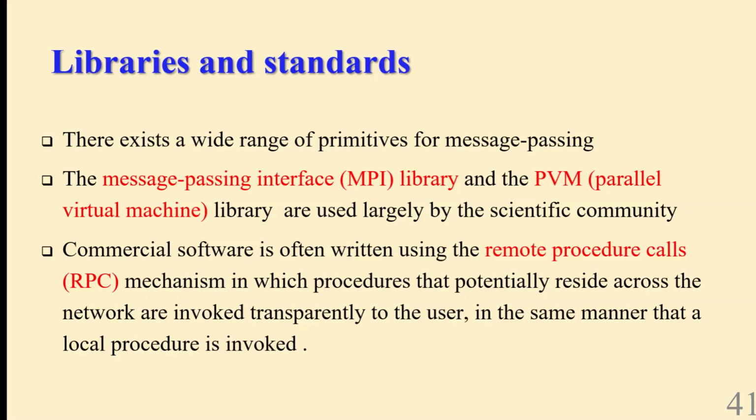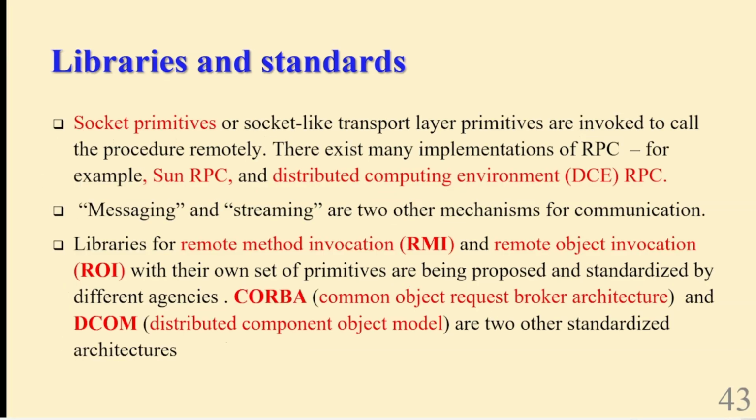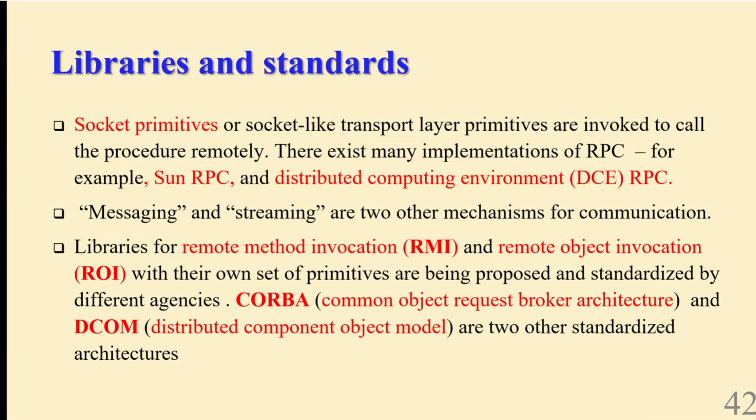Then you have RMI, which is remote method invocation. This is similar to remote procedure call. What is the difference? In remote procedure call, it calls functions. In remote method invocation, it calls objects, like in Java. Then you have CORBA. What is CORBA? Common Object Request Broker Architecture. CORBA actually allows programs written in different languages, be it C, Java, C++, Python, etc., to communicate with each other.